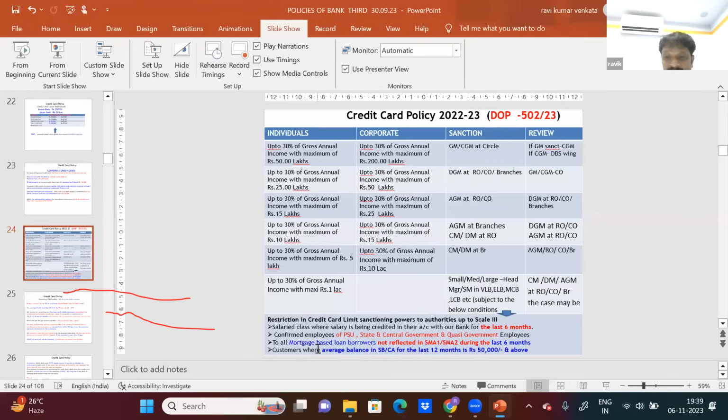These are the guidelines for scale 1, 2, 3, restricting credit card limit sanctioning powers to authorities up to scale 3. Up to scale 3, if you want to issue a credit card, these 4 conditions have to be complied with. Salary account should be 6 months. It should be a government employee. If any mortgage loan is there, it should not be in SMA 1 and SMA 2. And average balance for the last 12 months in the account should be 50,000. If these conditions are complied with, scale 1, 2, 3 can issue credit cards up to scale 3.